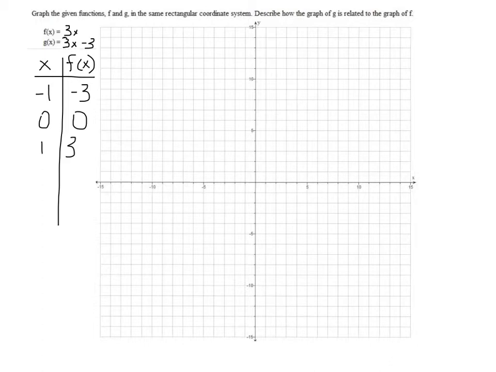So at 0, 0, I'll go ahead and plot that one since it's there. Negative 1, negative 3 will be here. And positive 1, positive 3 will be here. So now you can see that all 3 points fall into a straight line there.